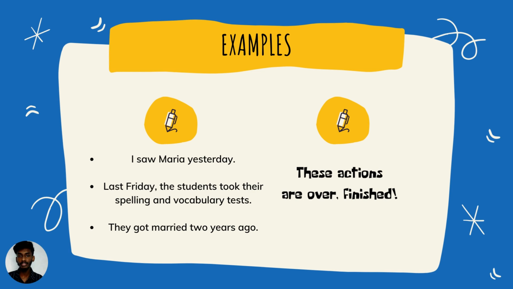So the first example for the simple past tense is, I saw Maria yesterday. So the word saw is the past tense of see, because it happened yesterday. So the word changed from see to saw to show that the incident happened in the past. This is called a simple past tense. Let us see the second example.